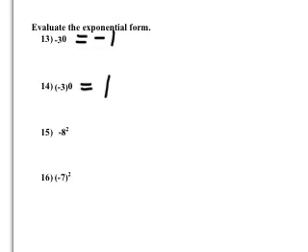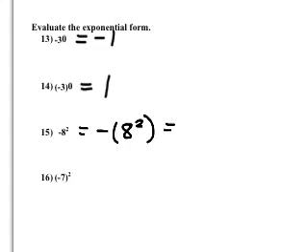Negative 8 to the 2nd power. So that exponent only deals with the 8. It doesn't affect the negative. So we could write it like this if we wanted to: negative 8 to the 2nd power. Like that, because the exponent only affects the thing that it's touching.